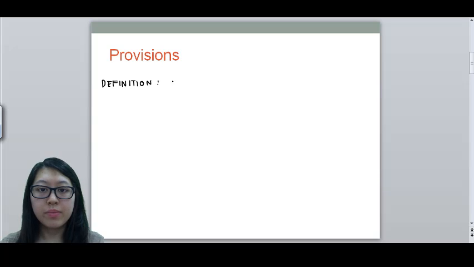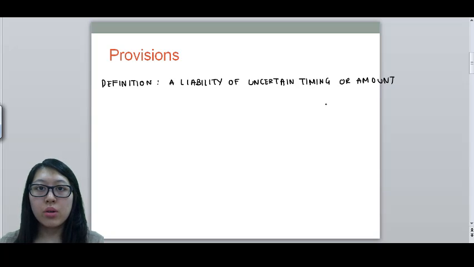Now, IAS 37 has provided a definition for a provision. It is a liability of uncertain timing or amount. The thing about provisions is that perhaps a customer, let's say, has sued us for some wrongdoing that our company has done. And we're not quite sure whether this legal case is going to be completed anytime soon or at what amount. And even if there is an amount, we have to make sure that there is a reliable estimate for that.